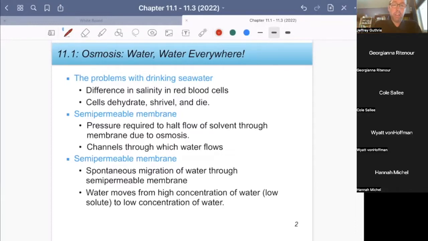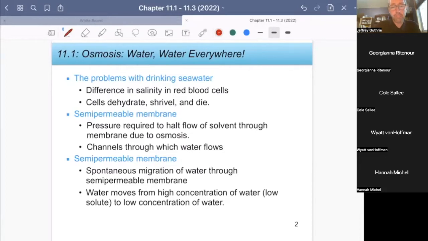So this is a spontaneous process. It doesn't require any energy to put into it. We'll talk more about what spontaneous processes are when we get to the next chapter, chapter 12. But basically it just means a process where you don't have to put any energy in. You just put some reactants together and then something happens. So in this case, you just put red blood cells in seawater, and the water moves out of the red blood cells.